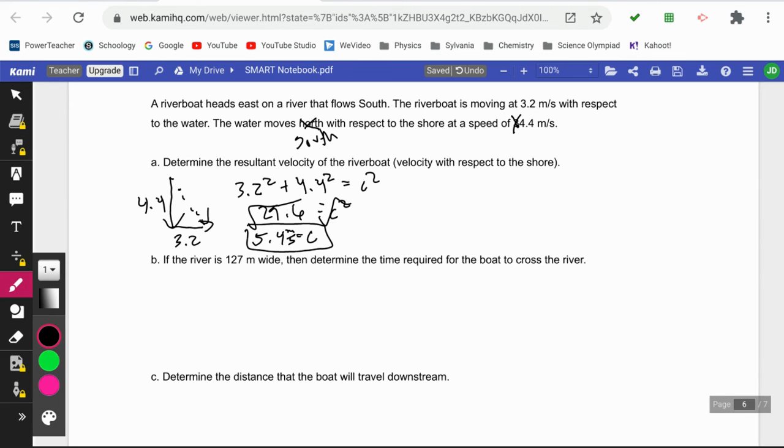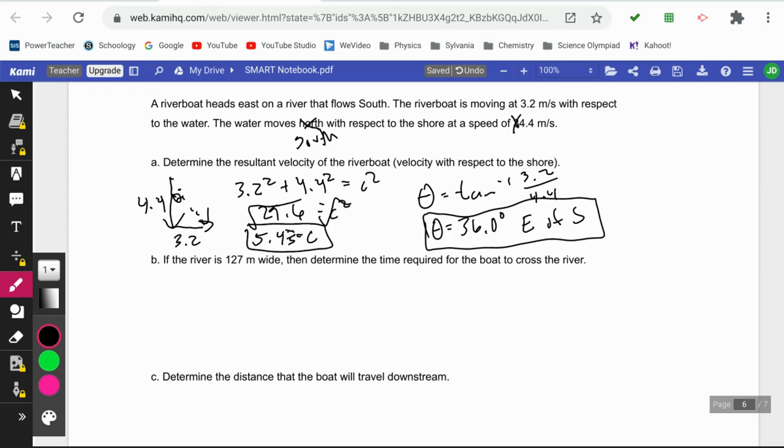But again, we need to find the angle then as well. So we need to find theta. I'm going to use tangent again. So inverse tangent. Opposite is 3.2 over adjacent, which is 4.4. So inverse tangent, 3.2 divided by 4.4 comes out to be 36 degrees. 36.0, so exactly 36. And again, that would be then east of south. Okay, that is nothing different from the last problem.